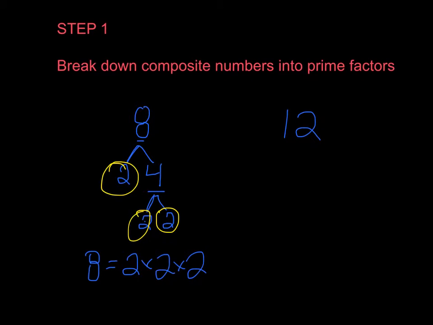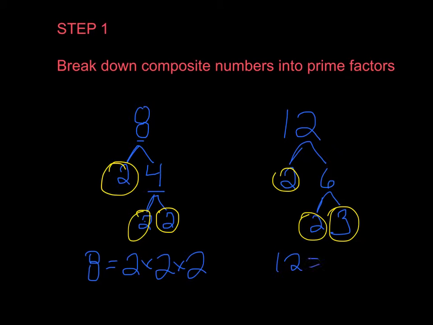And over here, let's work on 12. 12, even number, you divide by 2. 12 divided by 2 equals 6. Break that down. 6 divided by 2, because it's an even number still, equals 3. I didn't circle these, but all of these are prime numbers. So 12 and its prime factors is 2 times 2 times 3.